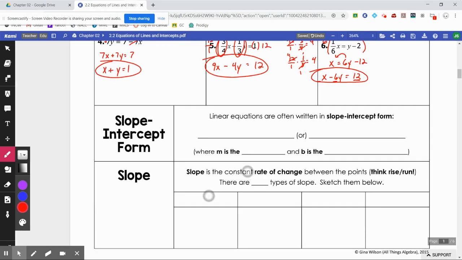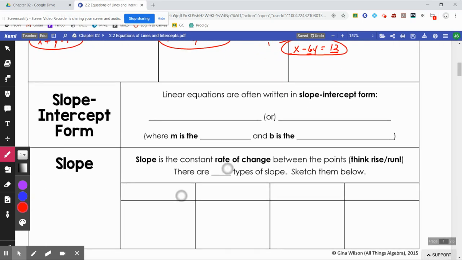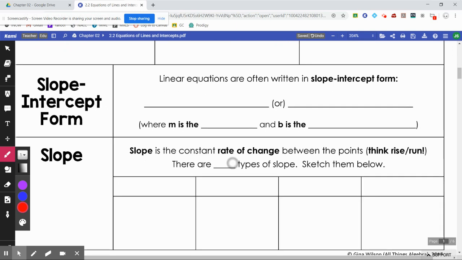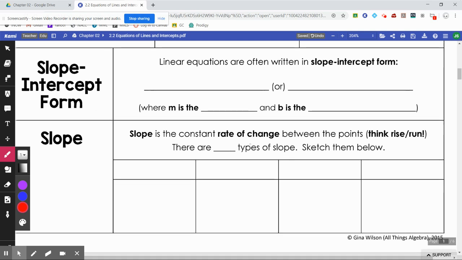The next one, or next up, slope-intercept form. Probably the most important form of linear equations that you're going to learn. Linear equations are often written in slope-intercept form. Slope-intercept form is y equals m times x plus b, or now that we know function notation, f of x equals m times x plus b. Okay, same thing, y and f of x is the same, where m is the slope and b is the y-intercept.